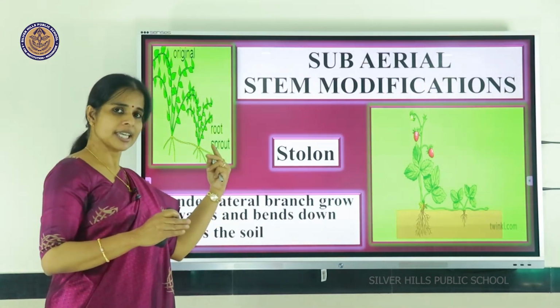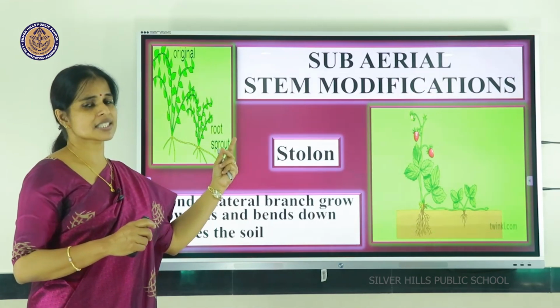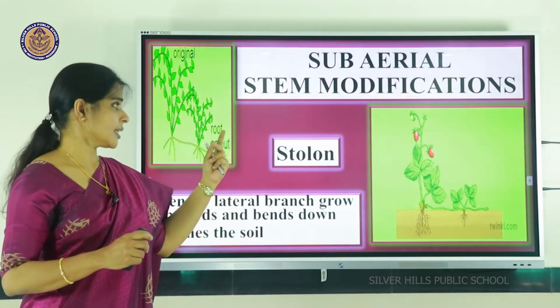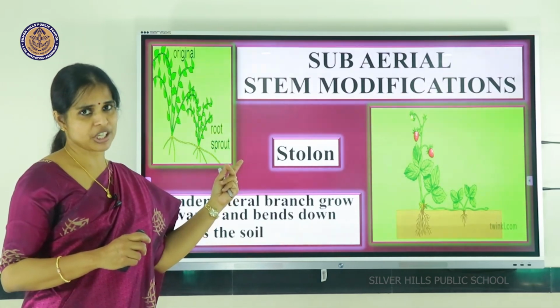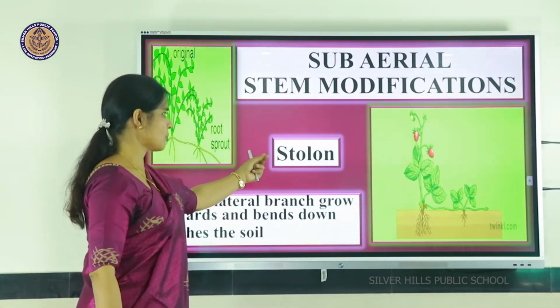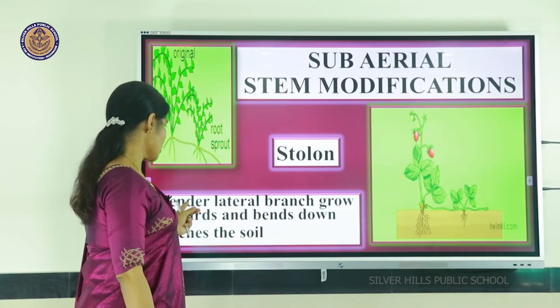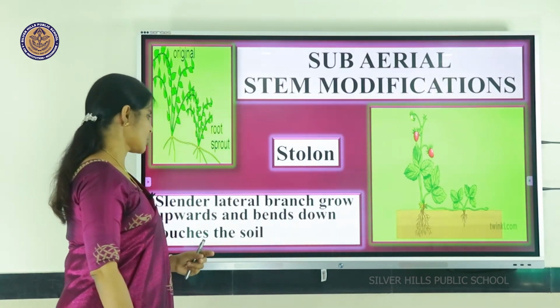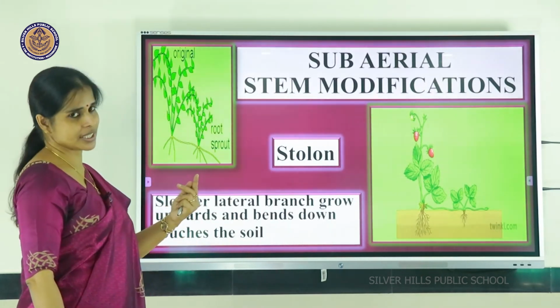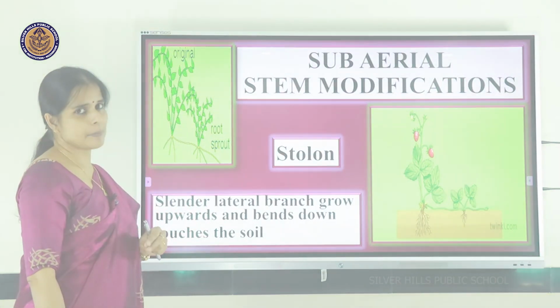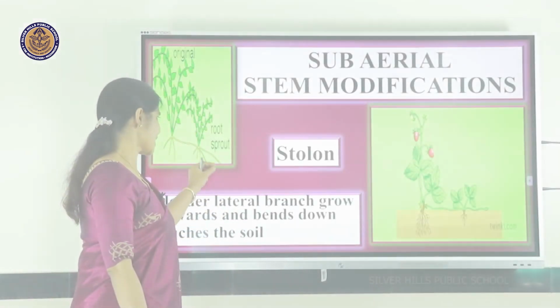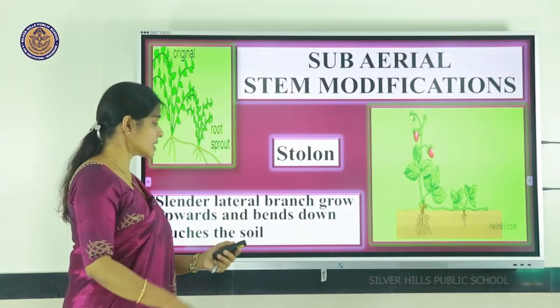While discussing the stem modifications, I told you that the stem is modified in certain plants for propagation. So propagation is helped by stolon. Stolons are slender lateral branches that grow upwards for a certain time, then bend downwards and touch the soil. Examples are normally strawberry, mint, and also jasmine.